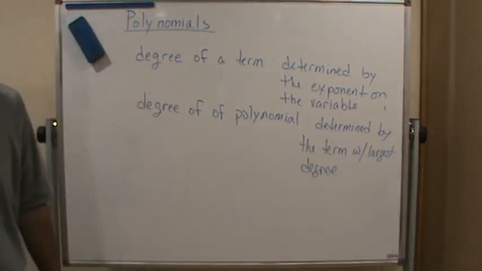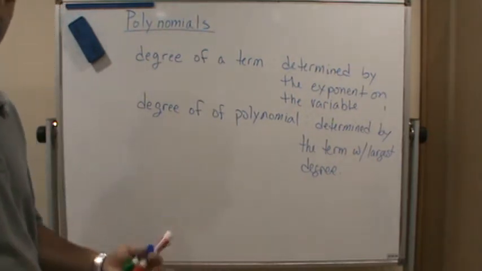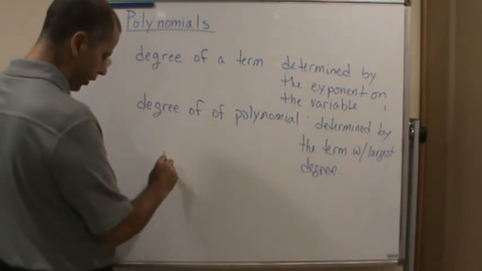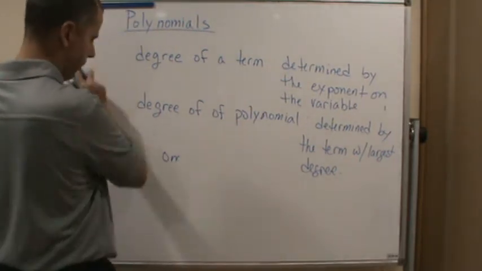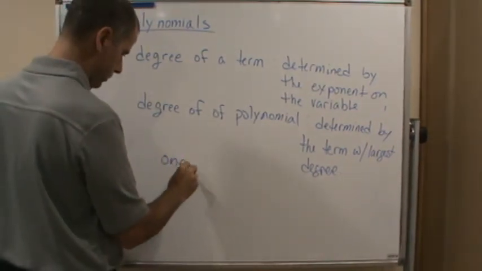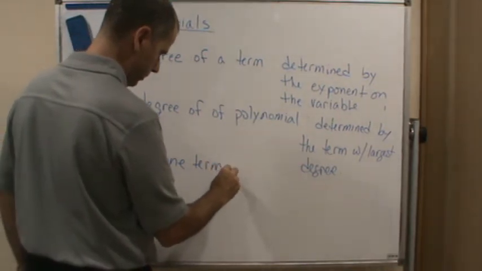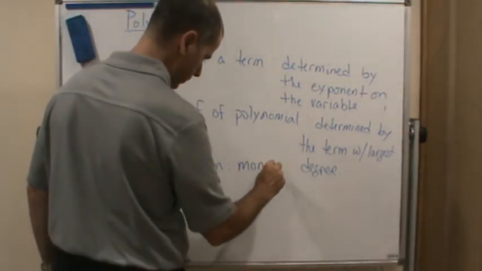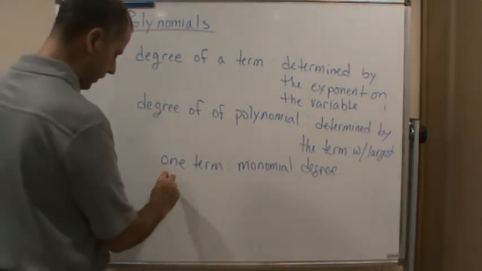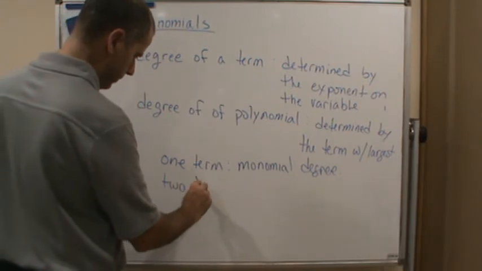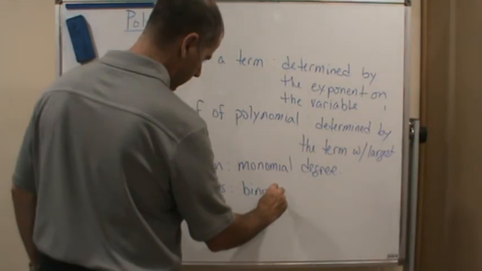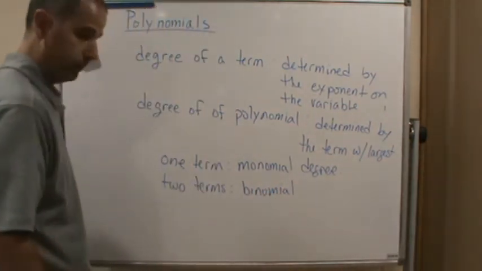And then how do we name polynomials? Well, we name polynomials based on how many terms there are. So if we have one term, we call it a monomial. If it has two terms, we call it a binomial.